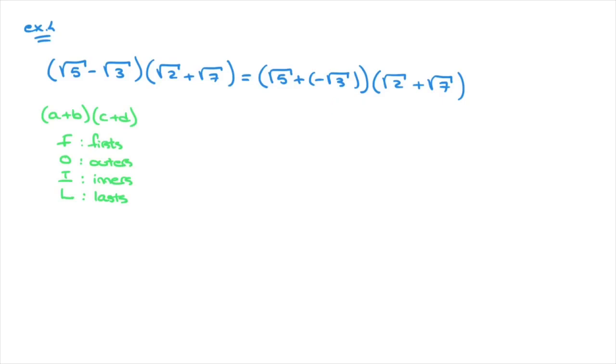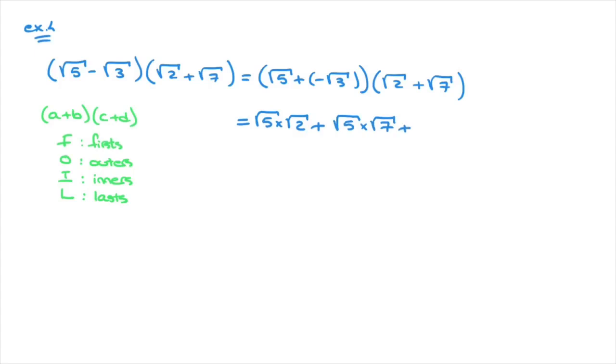Now that we've done that, we can go ahead and write all the terms of the expansion using FOIL. Indeed, we can go ahead and state that this equals the product of the firsts, so the first of each of the parentheses are square root of 5 and square root of 2. So that's square root of 5 times the square root of 2. We add to that the product of the outers. So the outers would be the square root of 5 and the square root of 7.